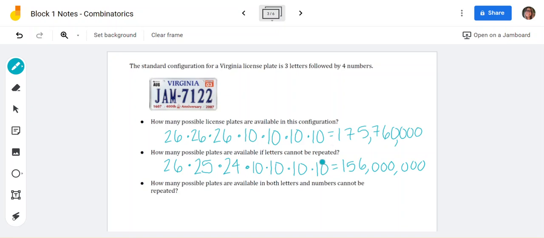Now, what if the letters and the numbers can't be repeated? Well, then it'd be 26 times 25 times 24. Then we'd have 10 options, then 9 options, then 8 options, then 7 options. Then there'd only be 78,624,000 options.